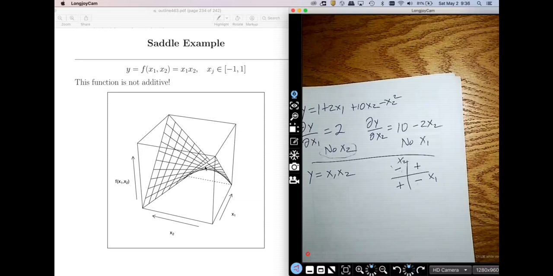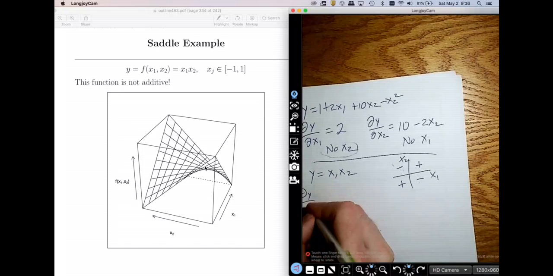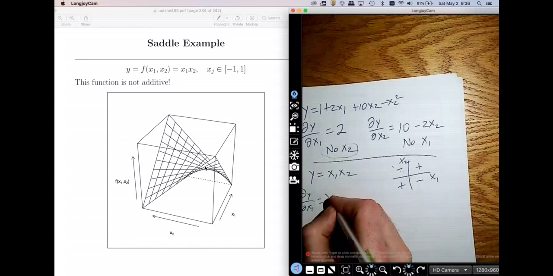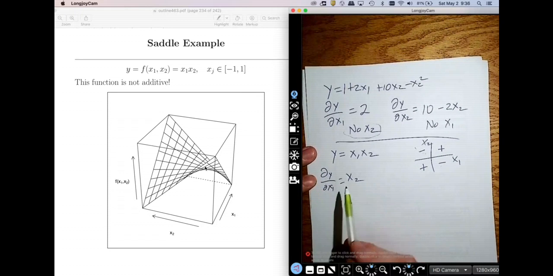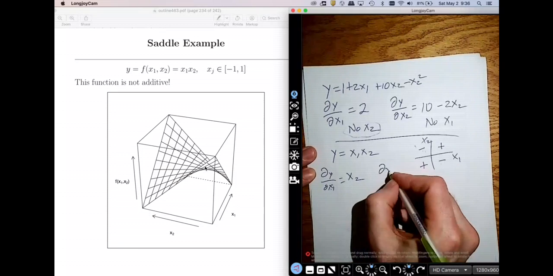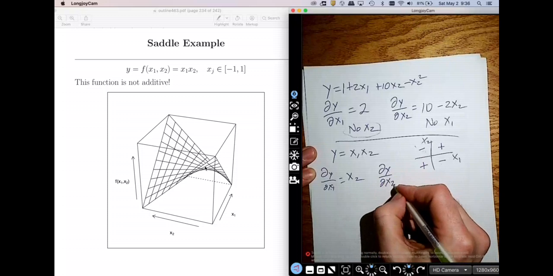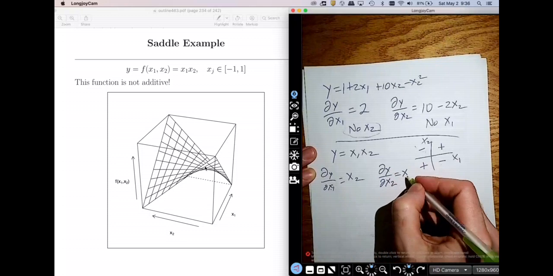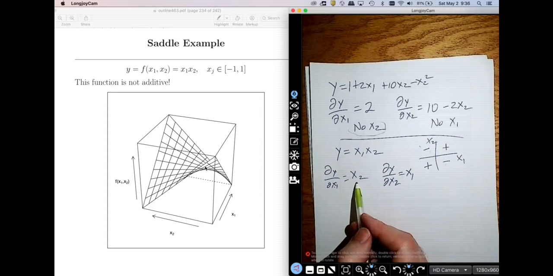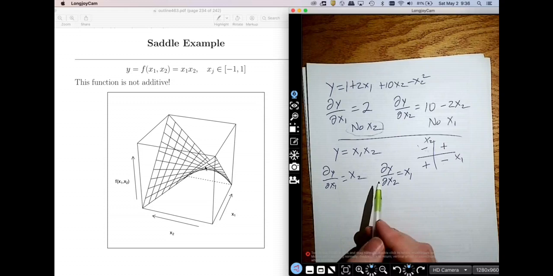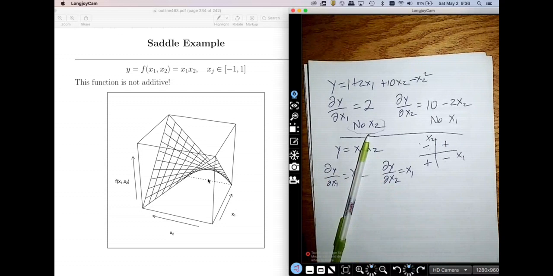Well, let's go back and take my derivatives. What's the partial of y with respect to x1? The answer is x2. So in order for me to understand how x1 affects y, it depends on the value of x2. Likewise, the partial of y with respect to x2 is just x1. So I can't understand how one of these x's affects y without considering the other x.